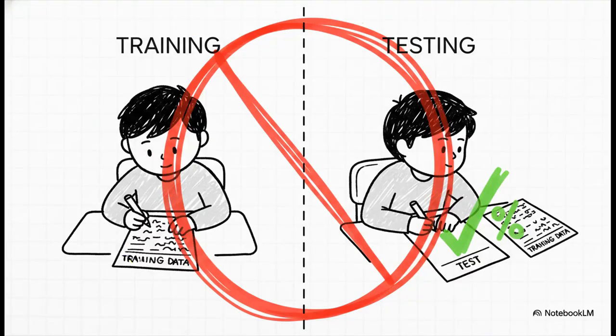This is the absolute golden rule of machine learning. You never, ever, ever test your model using the same data it learned from. Why? Well, it's like giving a student the final exam and also giving them all the answers to study beforehand. Sure, they'll ace the test, but it tells you nothing about whether they've actually learned anything.